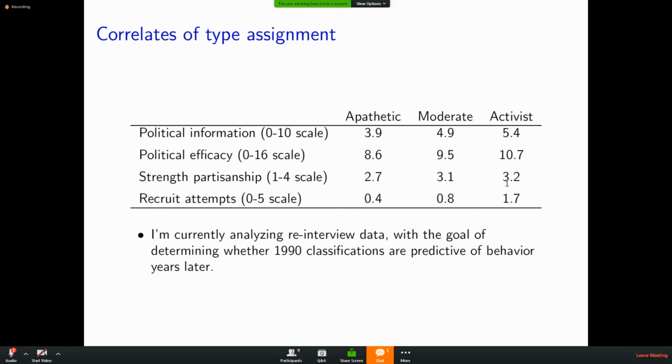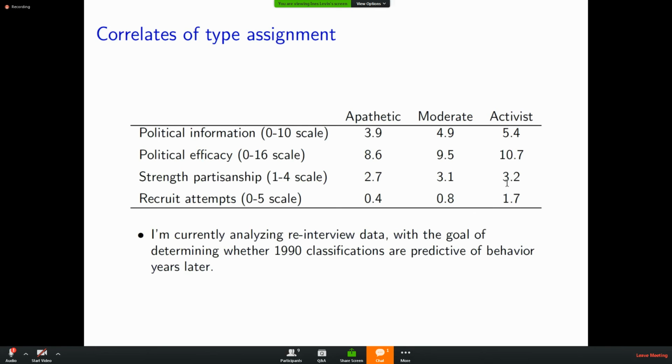of political involvement. I'm currently trying to determine whether people who were assigned, for instance, activist types based on their self-reported involvement in 1990, also report higher levels of political involvement compared to people who were assigned moderate and apathetic types in 1990 when they are re-interviewed 3 to 4 years later. And what I've seen so far is that, yes, it seems as if this heterogeneity persists over time. These people who systematically participate more than others in 1990 continue to do so 3 to 4 years later.